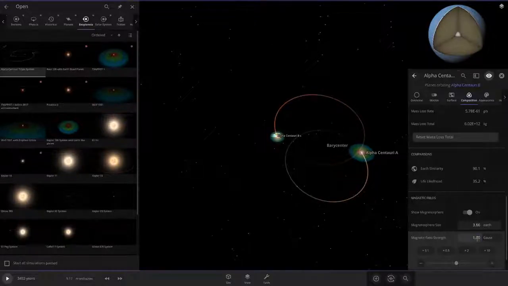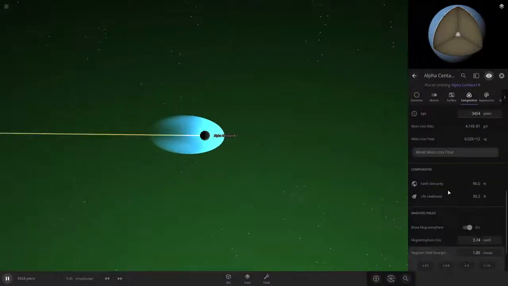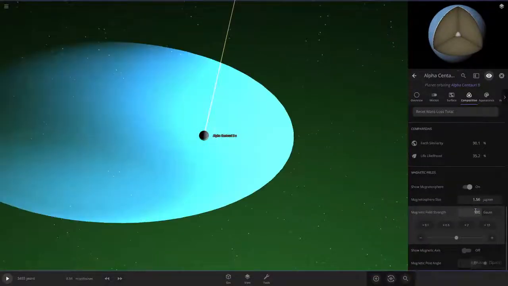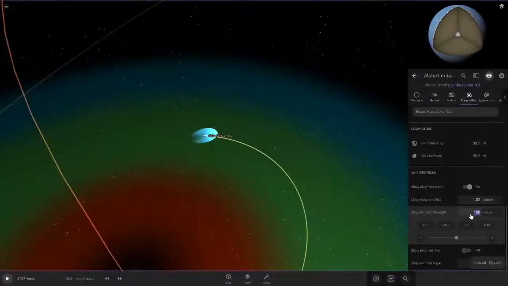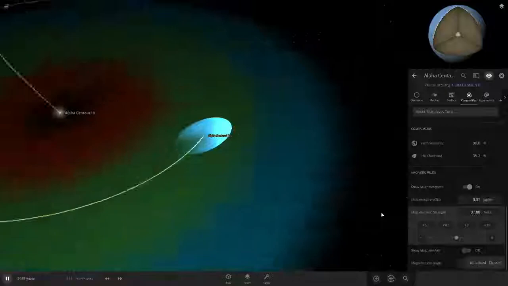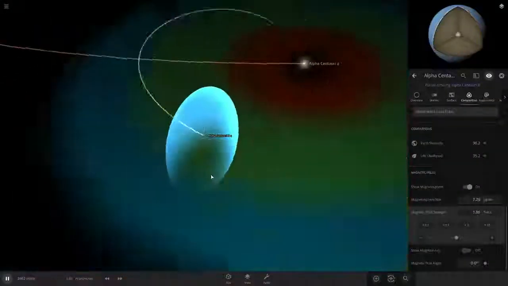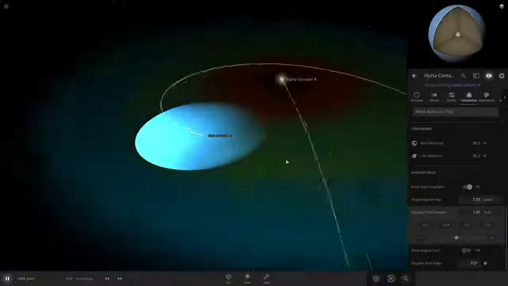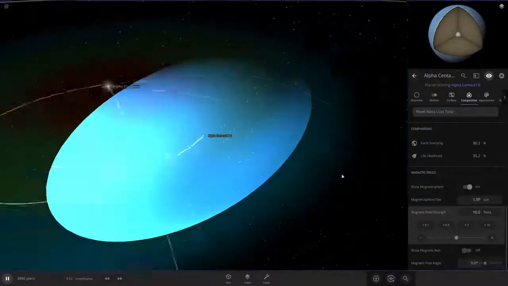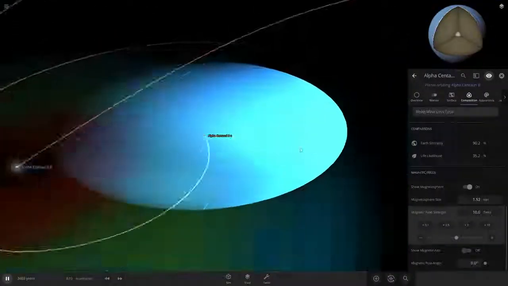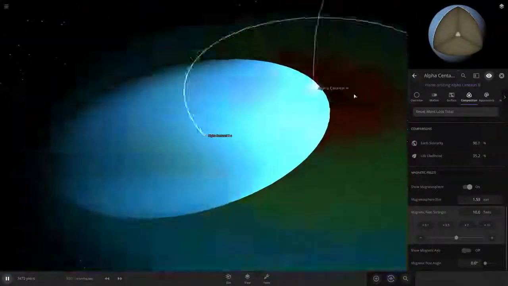So if we make this one gauss, can it even hold that? Okay, what about 100? About 1,000? How much of a magnetosphere can you add to this thing? What about 1 Tesla? And I think this is literally just impossible. I don't think this planet can sustain a magnetosphere this size.